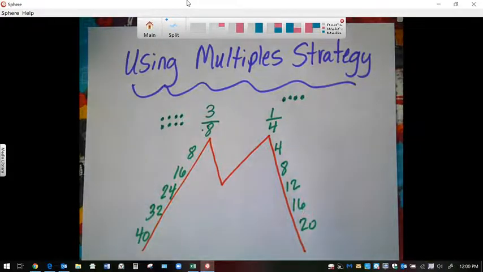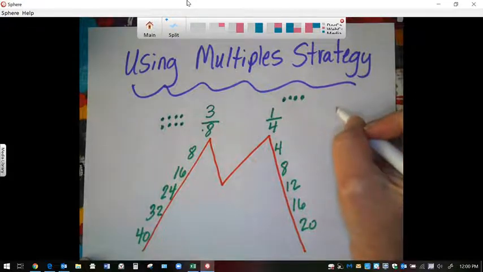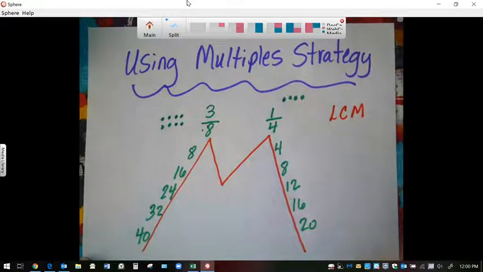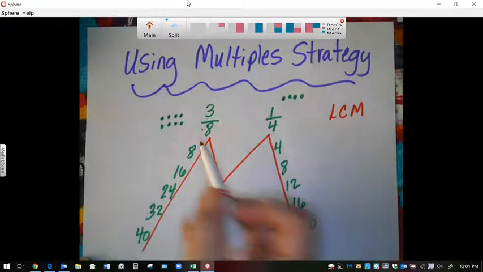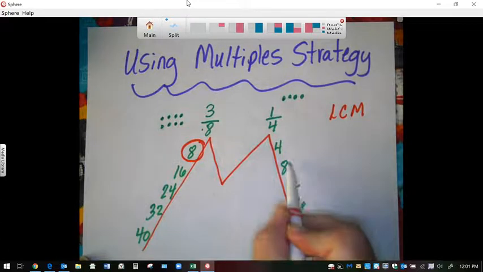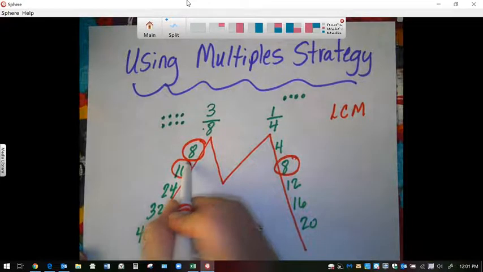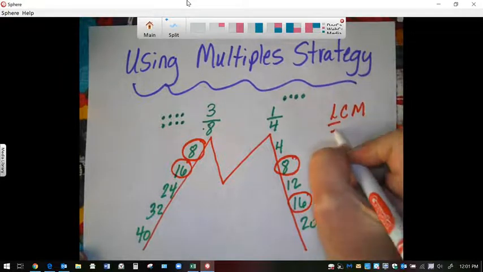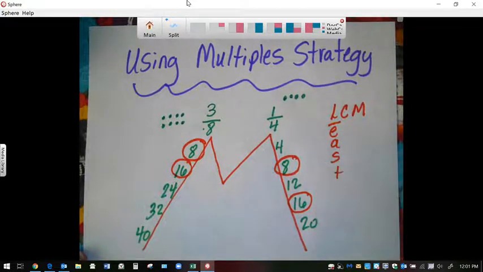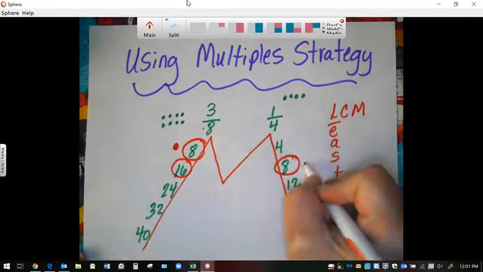Okay, so now we are going to find the least common multiple. We're looking to see what they have the same. Here, I can see right away that they both share the 8. They both share the 16. But we're looking for the least common multiple, and that would be your 8. So we're going to put a dot on the 8.